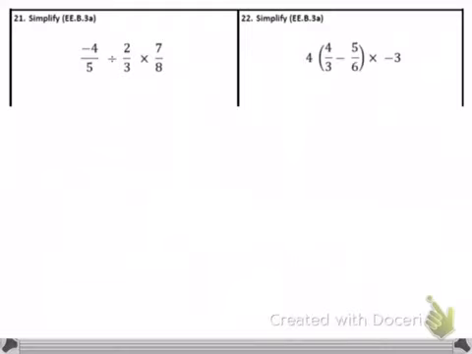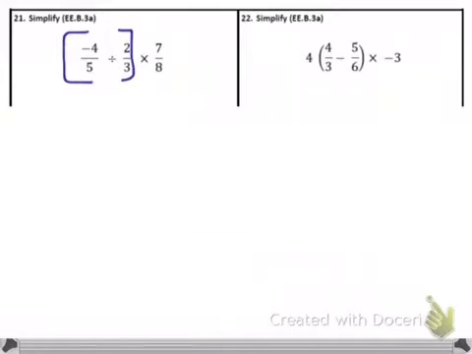When we look at 21, it looks kind of scary in some ways, but you all have done these before. The only thing that's really different from 6th grade is we've thrown a negative number in there. Remember, when you multiply or divide, if your signs are different, you're going to have a negative. So we're going to start with this part right here in the front.